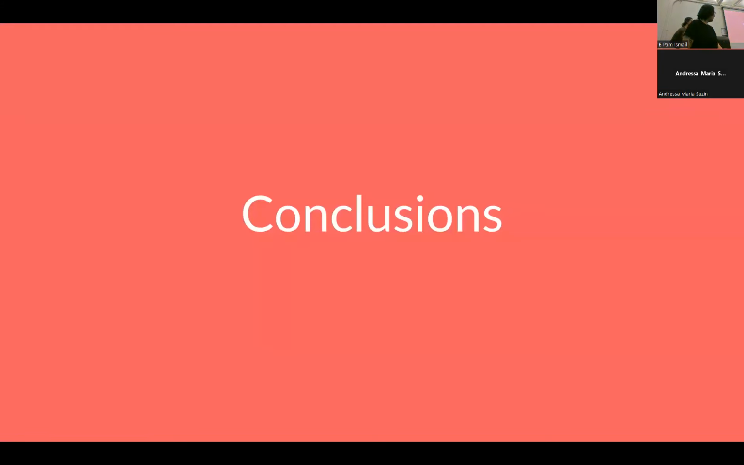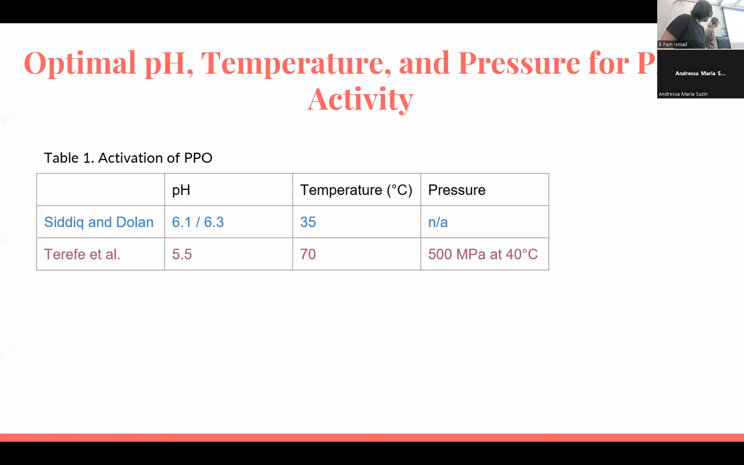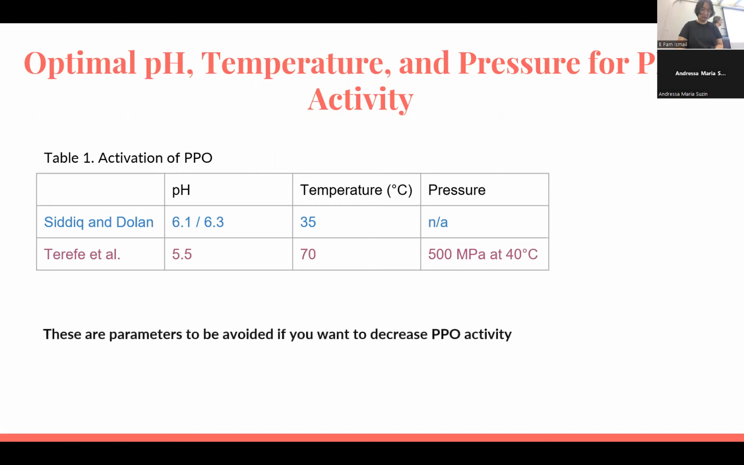And we will move on to conclusions. So for conclusions, we're going to talk about what's best for the activation or activity of polyphenol oxidase. So Siddiq and Milan found that a pH of 6.1 to 6.3 is most optimum at 35 degrees Celsius, while Refi found that a pH of 5.5 at 70 degrees Celsius is most optimum. And also one of a really high pressure at 500 megapascals at 40 degrees Celsius. So essentially, these are parameters you want to avoid if you want to limit polyphenol oxidase activity.